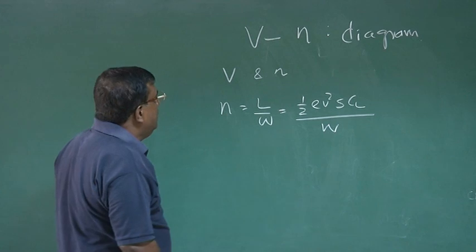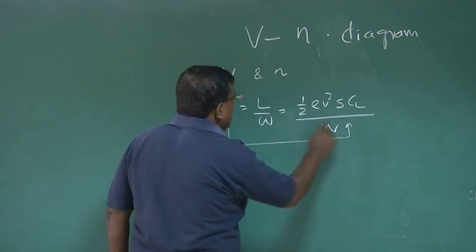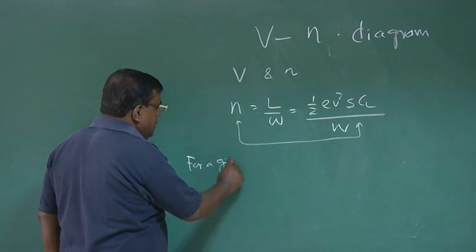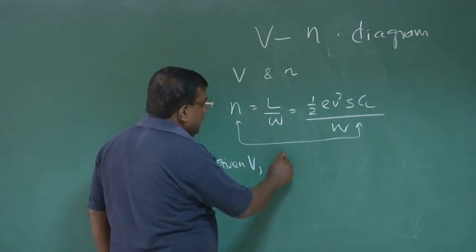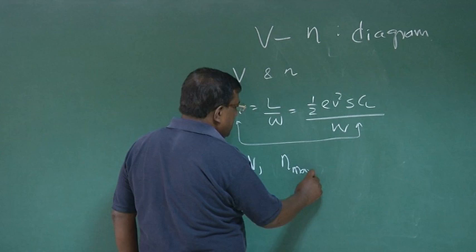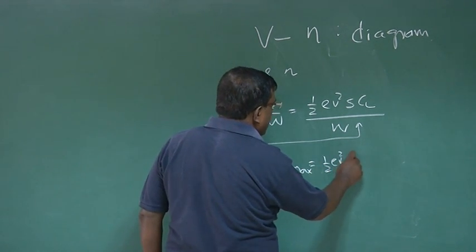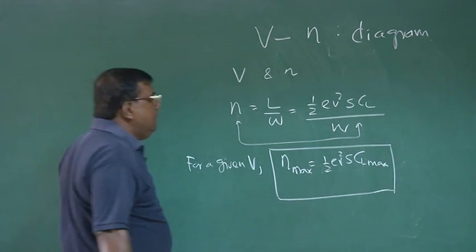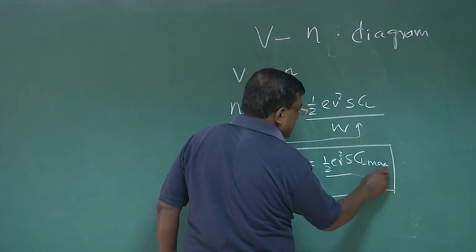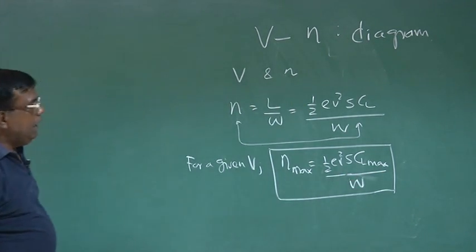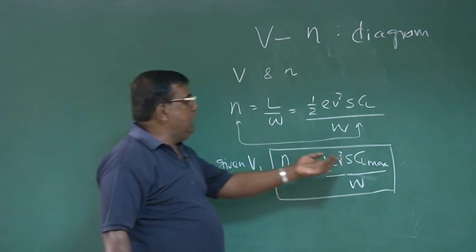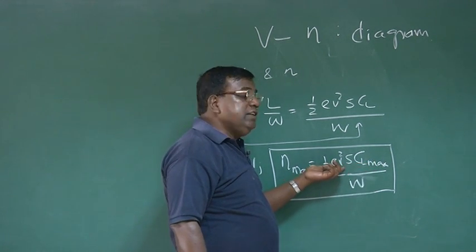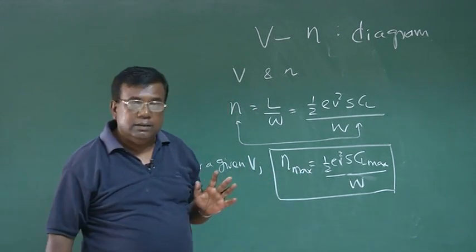Now I can use this equation to understand two things. One is that for a given V, N max is simply half rho V square S CL max, divided by, of course, W. What is the message here? If I put the angle of attack in such a way that it is at the CL max level, then for the given speed, that is the maximum load factor I can get.